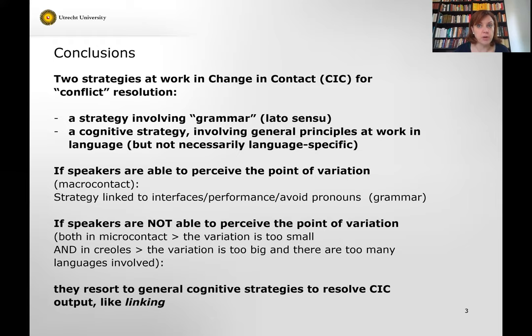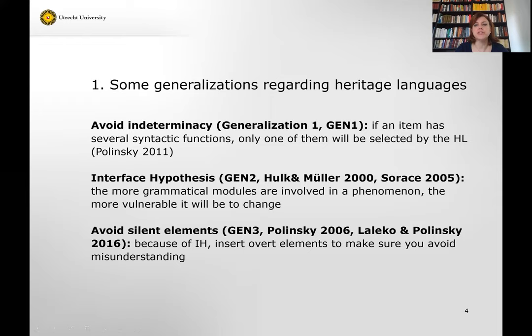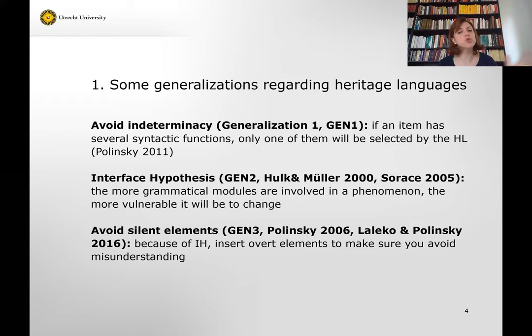Now, regarding heritage languages, we know a lot of generalizations, and these have been largely supported by all sorts of evidence, for instance by Polinsky. We know that heritage speakers tend to avoid indeterminacy, in the sense that if there is a function word that has more than one use, they select one. As an example, consider Romance A. Many Romance languages have A, which is used as a preposition, as a locative marker, as a dative marker, and, in those languages that have it, as a differential object marker. It has many uses. Speakers of heritage languages select one of these uses and normally overextend it.